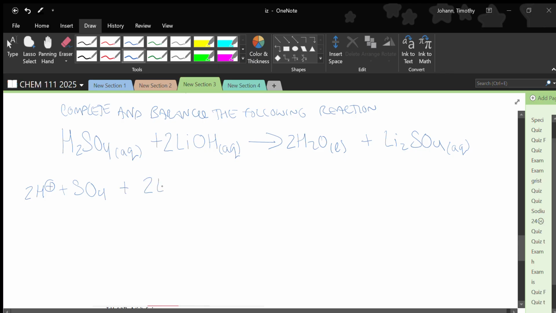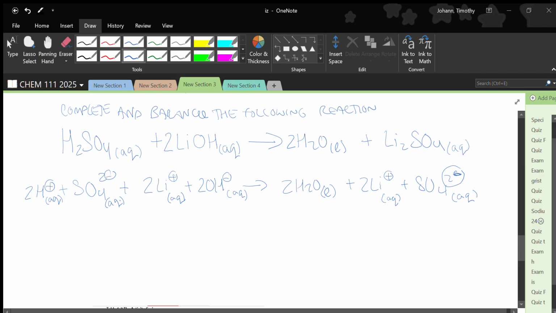I'd have 2 lithium plus, 2 hydroxide minus is going to go across, and it's going to make me 2 waters. I'll leave those as a liquid right now because those are going to stick together, plus 2 lithium plus, sulfate 2 minus, which I missed my minus on the other side. Can't forget that. And this is aqueous, and this is aqueous, and this is aqueous, and that's aqueous, aqueous, and aqueous.